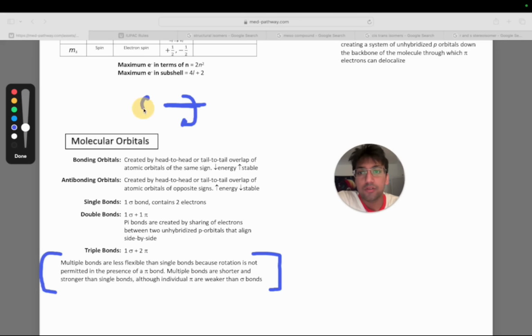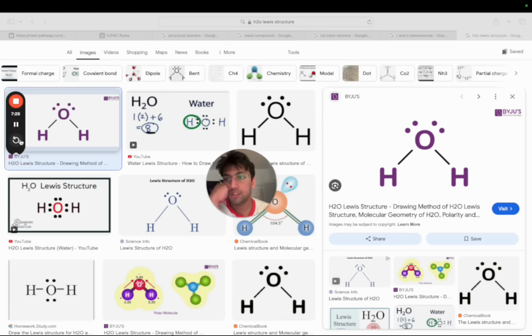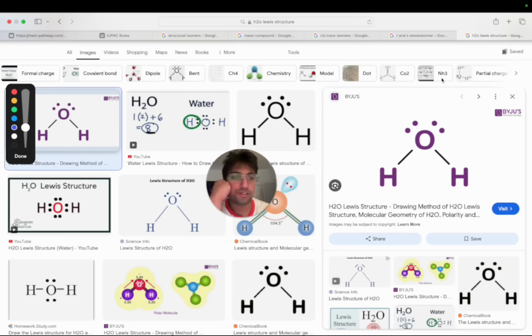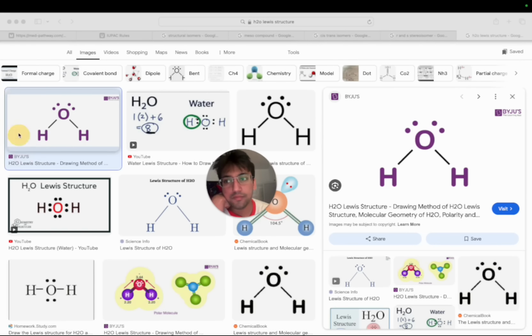So if this was oxygen and this was an H and there's another H over here, right? This is not a good example, but let me find an example for you. So this is actually a good example. H2O, if this is a single bond, then this can rotate around the single bond. But if you had a double bond in the compound, then it would not be able to rotate.